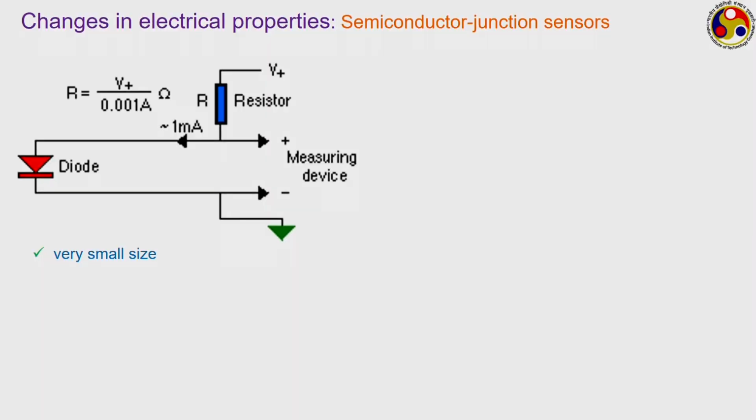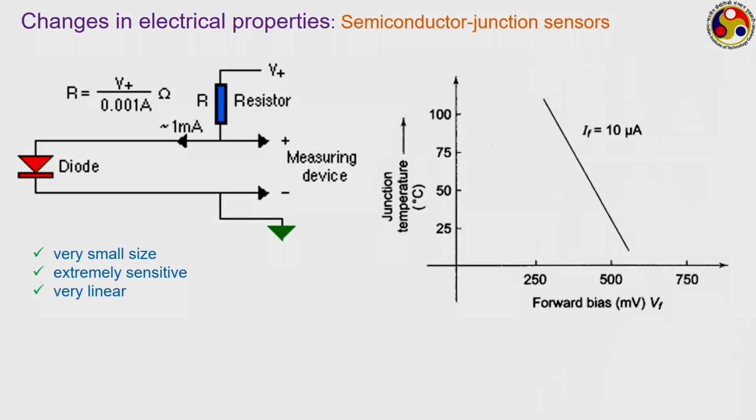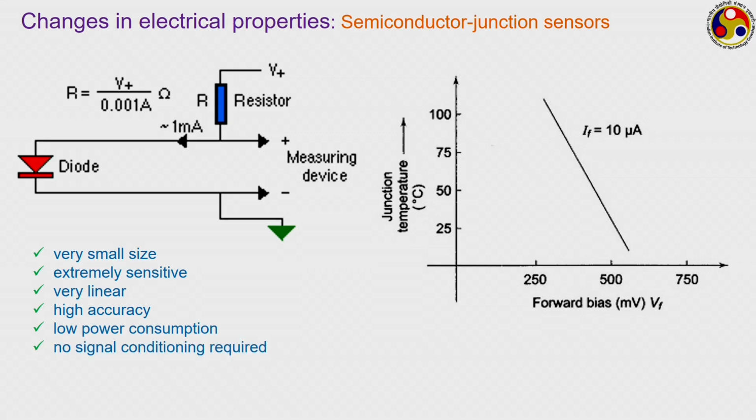It has several advantages, like it is very small in size. You know how small a diode can be. These are small devices, extremely sensitive to small changes in temperature, and they provide very linear output. During forward bias, like shown here, as the temperature is dropping, the corresponding voltage keeps on increasing. We can get high accuracy from them, almost comparable to thermocouples or even sometimes better. Power consumption is quite low, particularly compared to RTDs and thermistors.